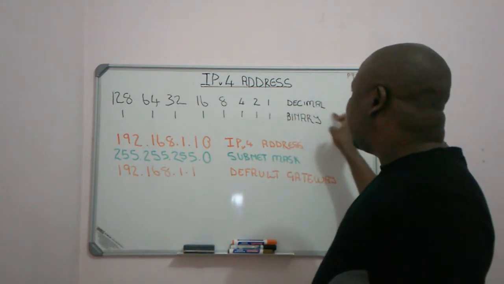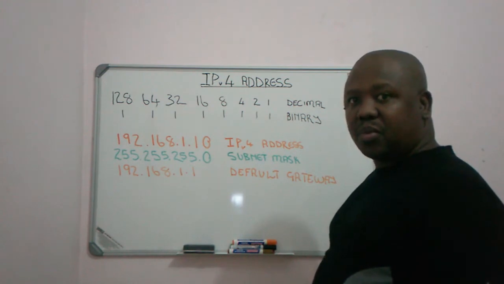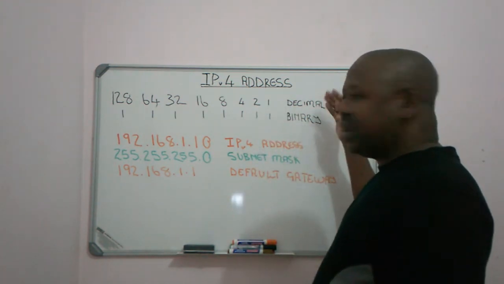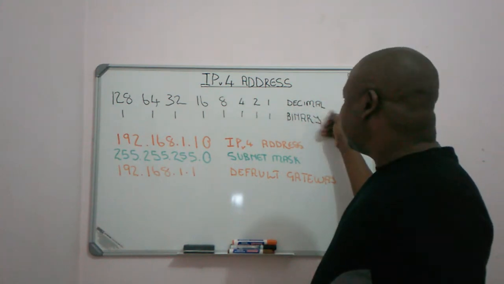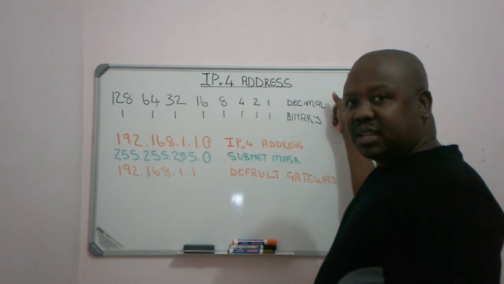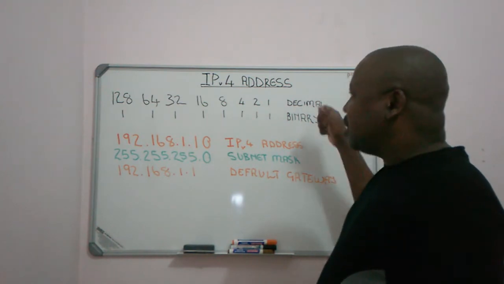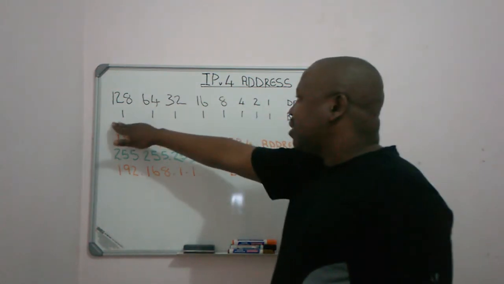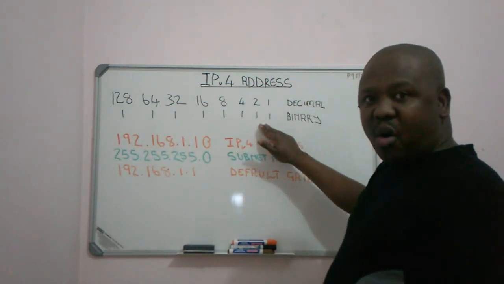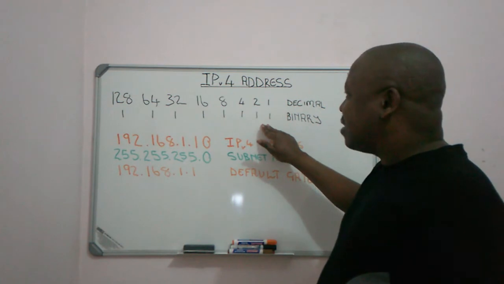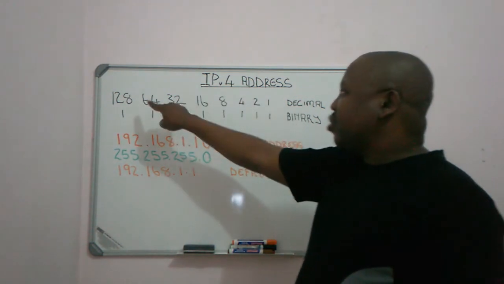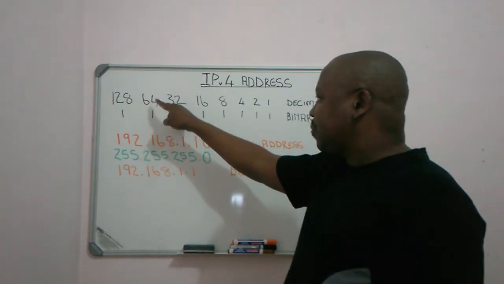This is our binary chart. It helps us to convert binary to decimal and decimal to binary. More on this when we do subnetting. For now, just know that 8 bits, if they are all on or all of them are ones, they add up to 255. And you can add these numbers to make sure that what I'm saying is true.